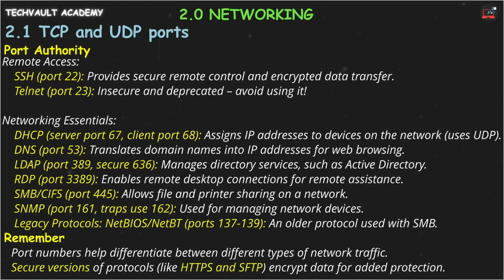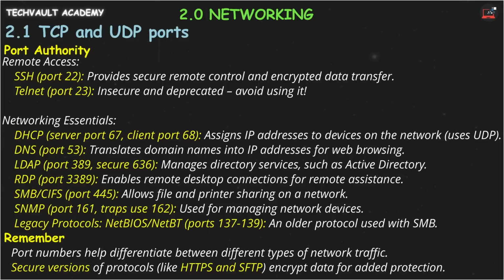Networking essentials. DHCP, server port 67, client port 68. Assigns IP addresses to devices on the network. Uses UDP. DNS, port 53. Translates domain names into IP addresses for web browsing. LDAP, port 389, secure 636. Manages directory services such as Active Directory.